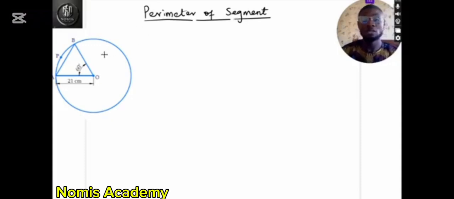There are formulas that you can use to calculate the perimeter of a segment. You can decide to calculate the perimeter of the sector and subtract the perimeter of this triangle out of it. Then you get to know the perimeter of the segment. But to make it simpler, let's take it this way. Calculate the length of the arc and the length of the chord. Then you get the perimeter of the segment.